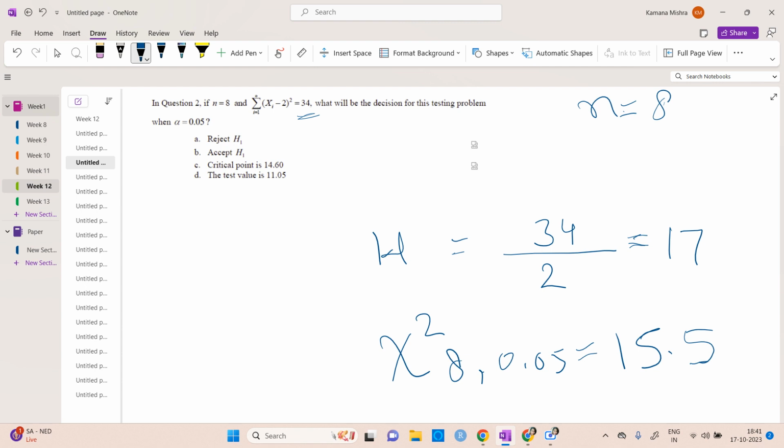So this time the chi square value is less than W. That means the W we have found this time is greater than chi square. So when it is greater than chi square, this time we will reject this null hypothesis. Now you can see how a very small change can give a different result. Very small changes can give different results, right?